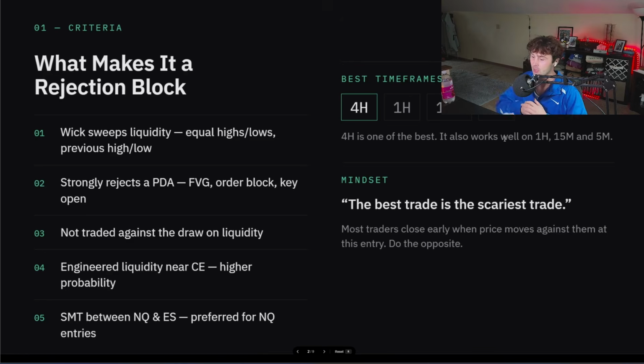But remember, when you're trading these rejection blocks, the best trade is almost always the scariest trade, okay? A lot of traders close early when price moves against them at this entry. You want to do the opposite. So what that means is a lot of traders either A, get scared so they don't take the trade, or B, they close the trade too early once price starts going in the direction. You cannot do any of that, okay? These trades are scary. We have very small, tight stop losses, and honestly, the win rate isn't the highest. So you're going to take losses, and you have to understand that, okay?